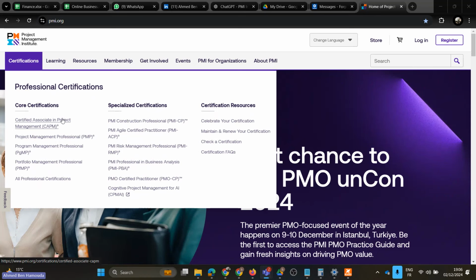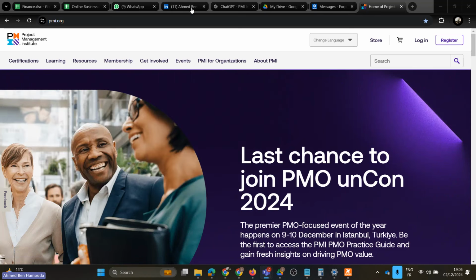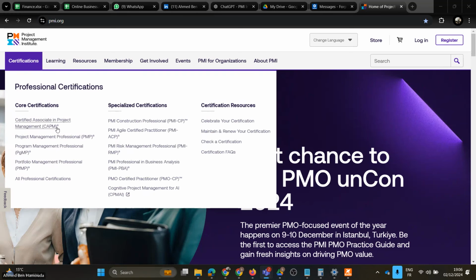So CAPM is a core certification for entry level, for beginners in project management. Then you have PMP, which is the world's most famous certification. And then you have PgMP and then PfMP. So these are core certifications, okay? Then the others here in the middle, these are specialized certifications. For example, if you work in construction, you can opt for the PMI-CP, construction professional.